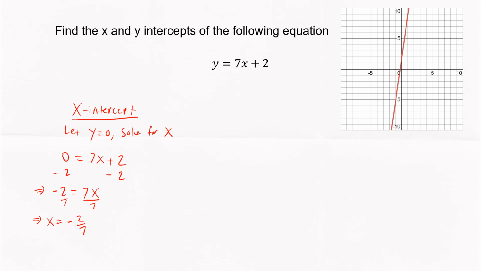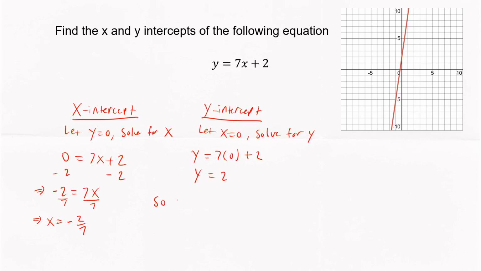Now vice versa, we do the same thing with the y-intercept, but we now let x be 0, and we solve for y. So that would give us y equals, replace x with 0, so 7 times 0 plus 2. 7 times 0 is 0, plus 2 gives us y equals 2.